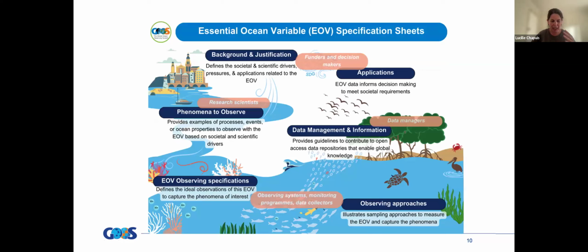There is a shorter, more handy version of this for each EOV, and these are the specification sheets. So these are the core documents of the EOV. And it's designed along the ocean observing value chain, with each section tailored to different audiences. You can see there in the pink boxes. So the purpose of the spec sheet is to provide detailed information about the EOV variable, explain its importance, and offer guidance on how best to measure it and how to manage and contribute the data. Next, please.